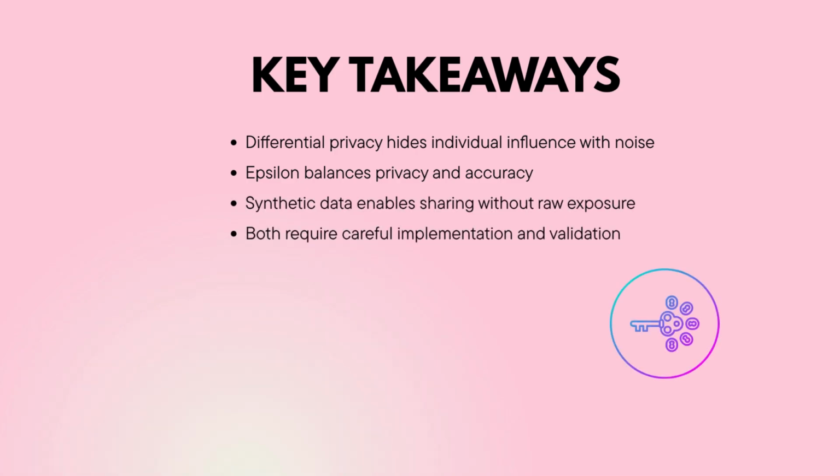So in this lesson, we explored how differential privacy and synthetic data protect individuals while still enabling meaningful analysis. We learned that differential privacy hides individual influence through noise, with epsilon serving as the privacy budget. Synthetic data allows safe sharing and innovation, though it must be carefully validated to avoid bias or leakage. Both approaches highlight the importance of balancing privacy and utility.